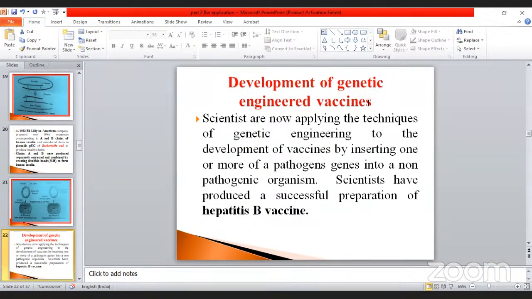Such genes are introduced into non-pathogenic organisms, those that are not affected by the disease, as a host. We are introducing the pathogen gene into the non-pathogenic organism. As a result, what happened? It produced some diseases. Take an example, any one of the foreign particles. I will show you how it will be.